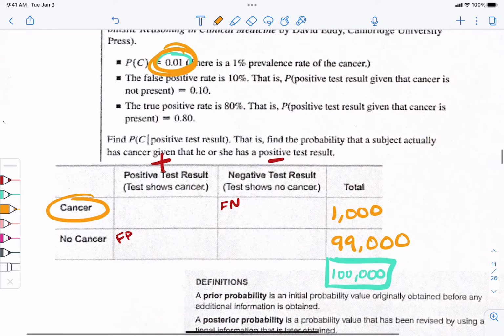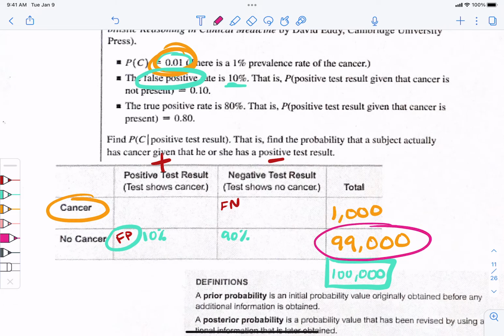Now the next thing says a false positive. We've already identified the false positive. False positive is 10%. This happens 10% of the time. 90% of the time they are identified accurately as negative for cancer, but a false positive occurs 10% of the time. What do I take 10% of? 99,000. What's 10% of 99,000? Move the decimal. 9,900. 90% would be the remainder of that.